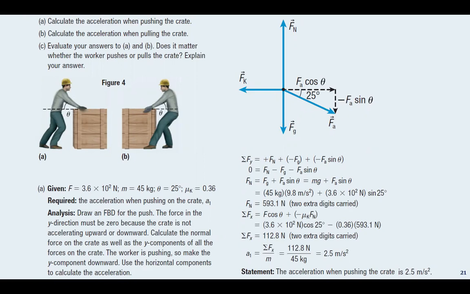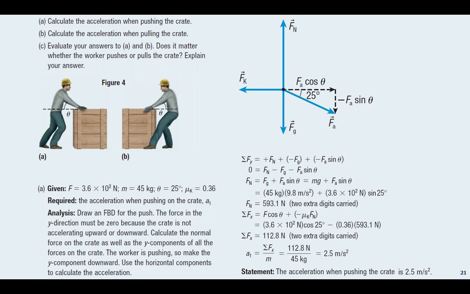The force in the y direction must be 0 because the crate is not accelerating upward or downward. Calculate the normal force on the crate as well as the y components of all the forces on the crate. The walker is pushing, so make the y component downward. Use the horizontal components to calculate the acceleration. Therefore, we have the following relationship. The net force along the y-axis equals Fn minus Fg minus F times sine theta. And this gives us the normal force Fn equals Fg plus F sine theta.